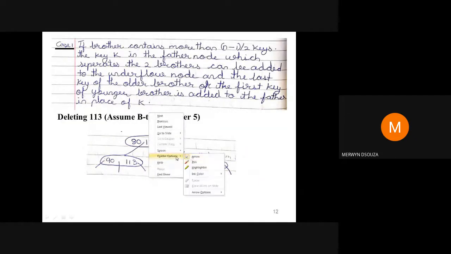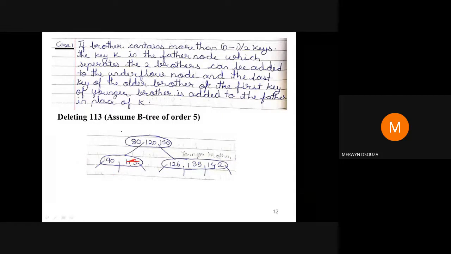Now, for revision, what was the first case? In the first case, I was deleting this, there was the underflow. So what we do, we borrow from the brother. When we are borrowing, I take this value down and this value on top, because it's the first key of the younger brother. So the first case is basically borrowing from any of his brothers, as long as they have more keys than the minimum number of keys. You can only borrow if there are more keys. This was having 3 keys, minimum that was required was 2. Therefore, I could apply case 1.